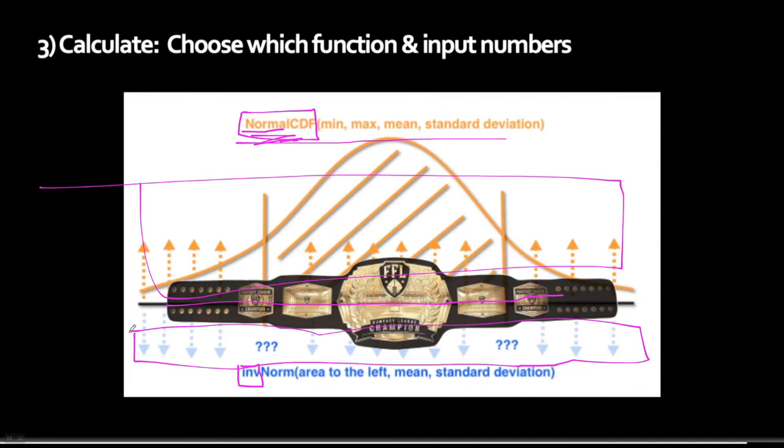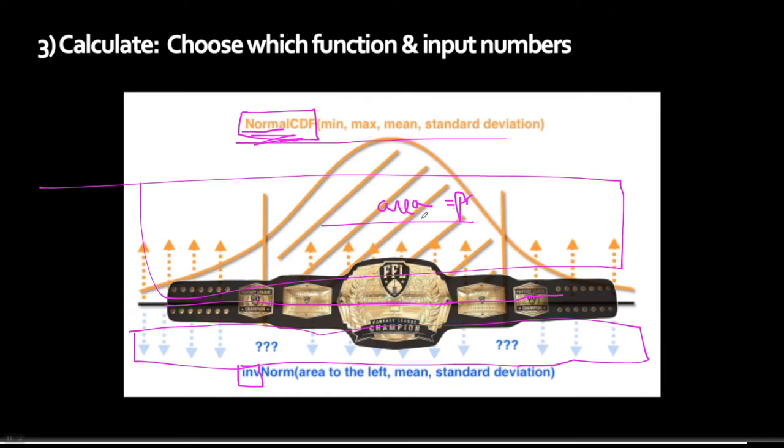So if what we want to find is below the belt, then we should be using the inverse norm function. If what we want to find, on the other hand, is above the belt, then we should use normal CDF function. So what do we label above the belt? Well, this is an area. So we talk about area of the curve, or area under the curve. And area equals probability.